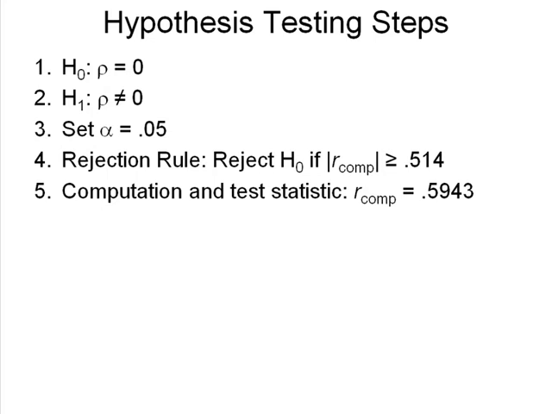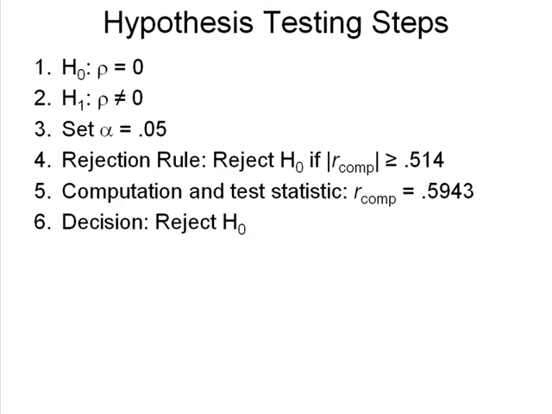Now we have to make a decision. Let's remember our R comp is 0.5943. That's the absolute value of our R comp as well. So our rejection rule, step 4, said reject H0 if our R comp is greater than or equal to 0.514. And it is. So we get to reject our H0. So step 6, we just write reject the null hypothesis.